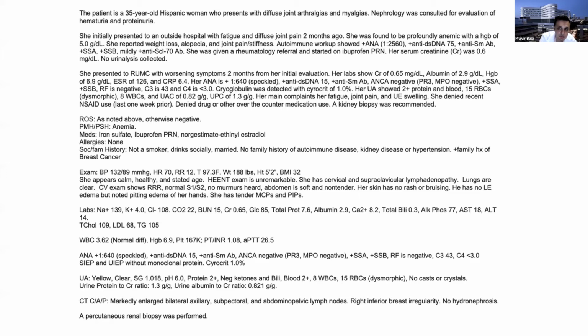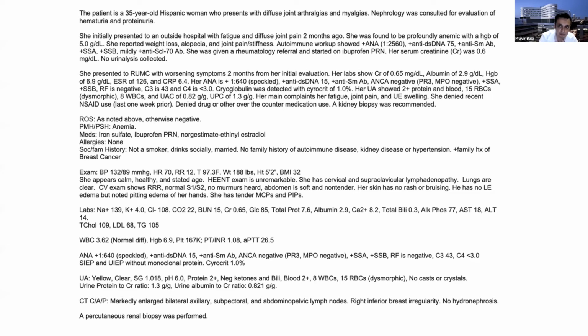Her UA showed 2+ protein and 2+ blood. She had 15 RBCs, dysmorphic, 8 WBCs, and a UAC, so urine albumin creatinine ratio of 0.8 with a corresponding UPC of 1.3 grams. Her main complaints again were the fatigue, joint swelling, and joint pain.